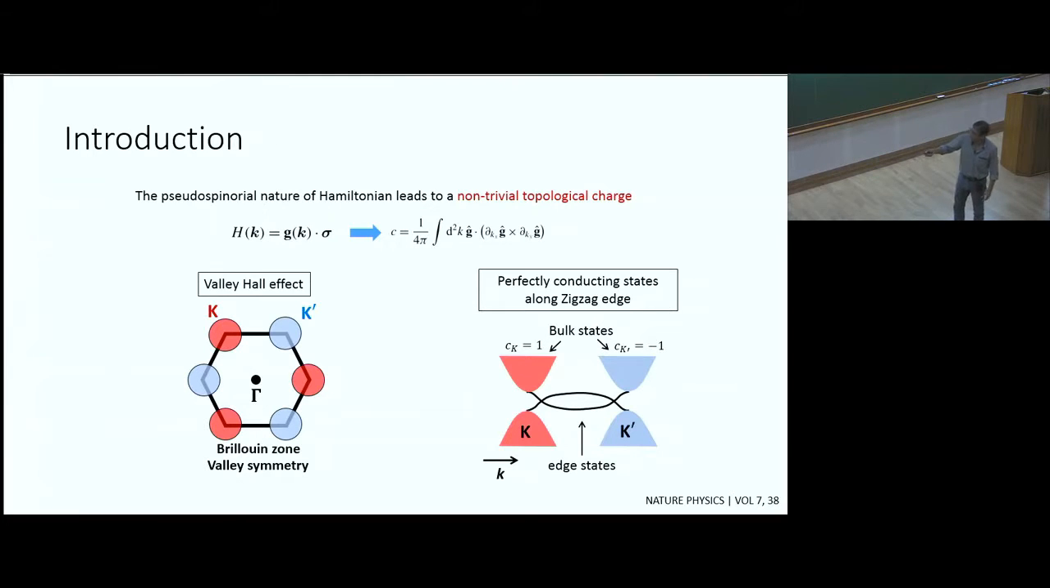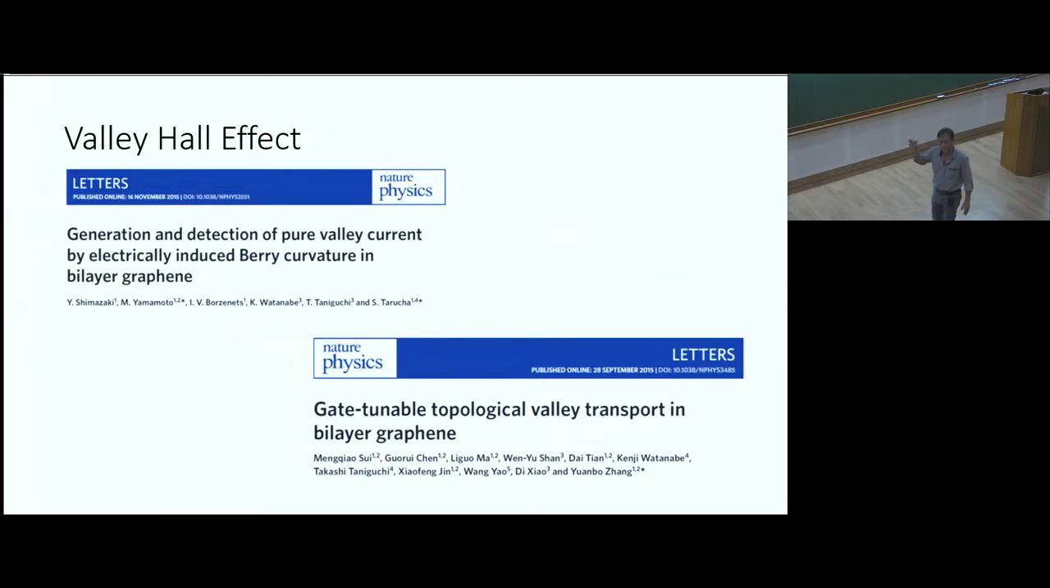Okay, so just about late last year, two back-to-back papers came out in Nature Physics, which showed for the first time how to access Valley transport, or something similar to the Valley Hall effect, in bilayer graphene, by opening up a band gap in graphene with a very strong electric field. I'll just spend a minute or two on this.